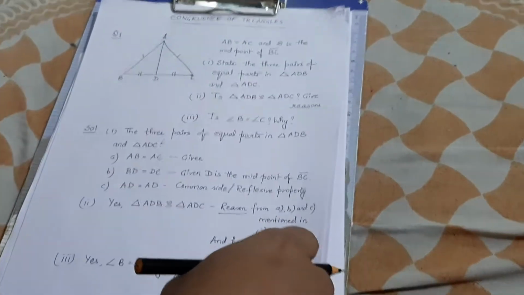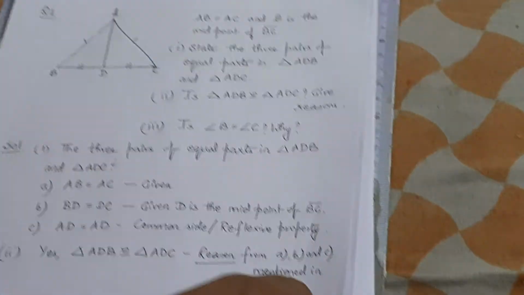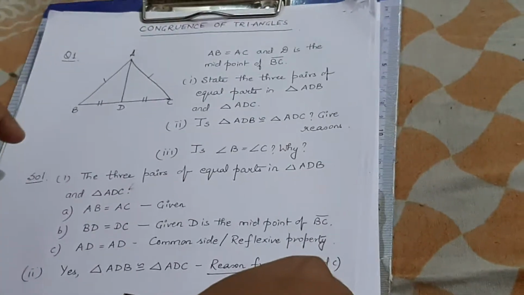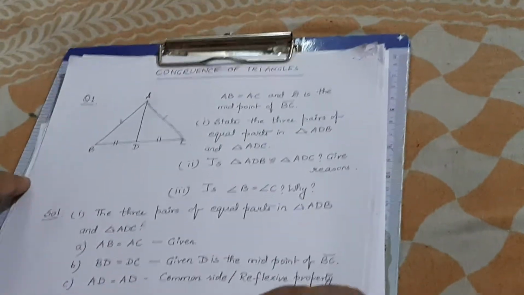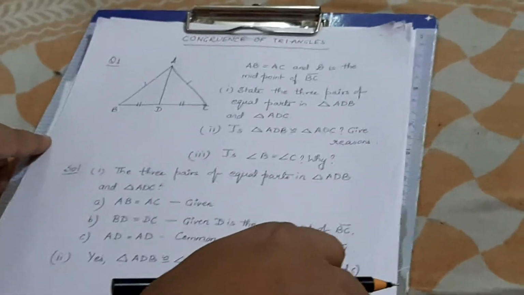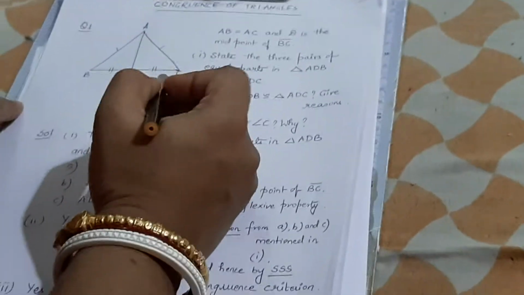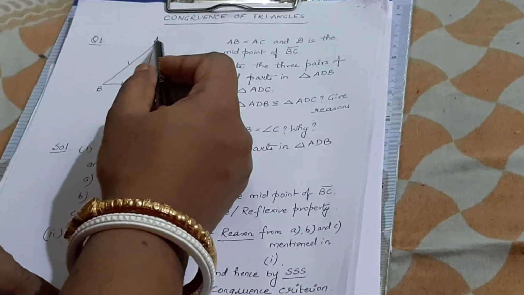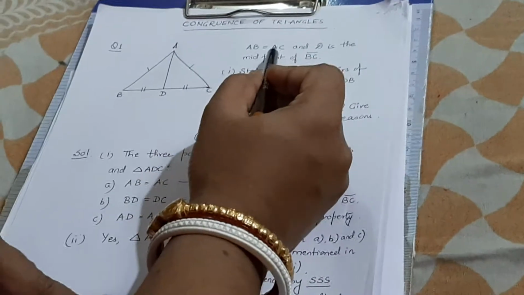Today we will be discussing some examples related to the various congruence criteria. We will start with the first one, that is the SSS congruence criterion. So let me take an example. This is a triangle ABC, clear? And let me read out the question.